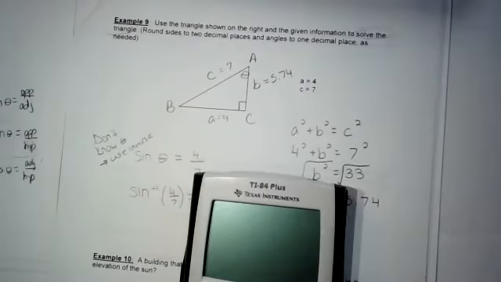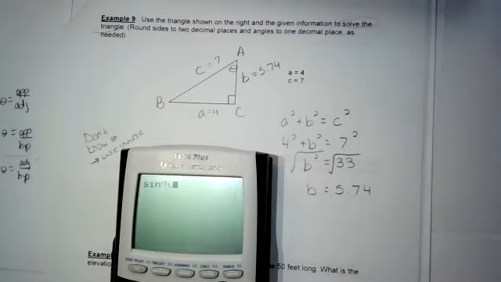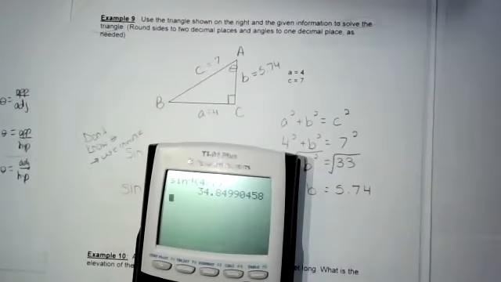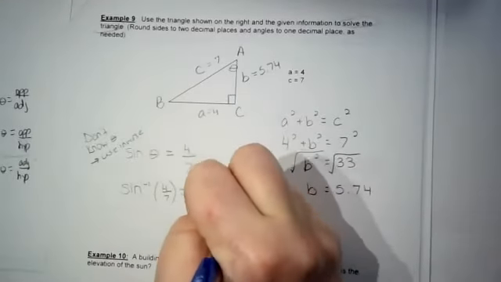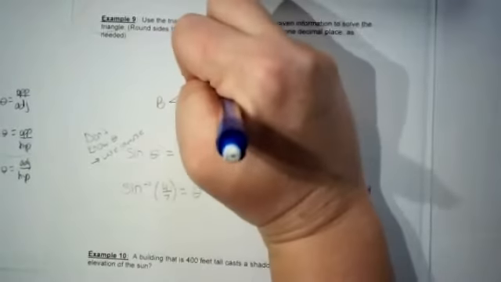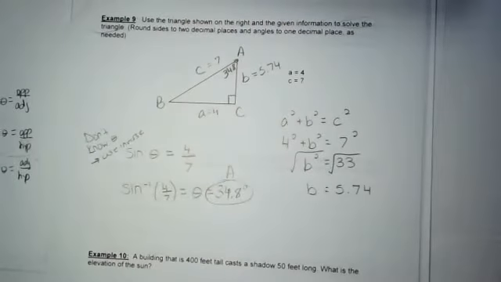All right, so here I go. Still in degree mode, because that's what I want. I'm gonna do inverse sine 4 divided by 7, and that's gonna give me 34.8. That's all I did. Inverse sine 4 divided by 7, and I get 34.8. And that's degrees. Okay, that's what's going to go up here in this little area. That's my A.